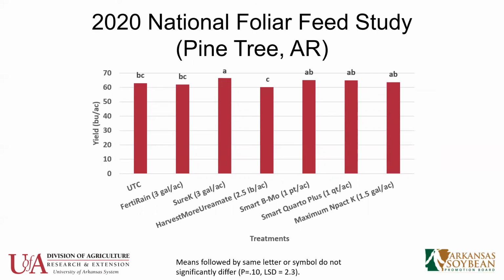The one location for the last 2 years in Arkansas where we saw a significant yield gain was at the Pine Tree location this past year. One product, Sure K, had a statistical greater yield than the untreated check, a 3.6 bushel per acre increase in yield. All other products were not statistically different from the untreated check. The average grain yield for the treatments were 60.2 to 66.6 bushels per acre, with the untreated check mean yield averaging 63 bushels per acre.